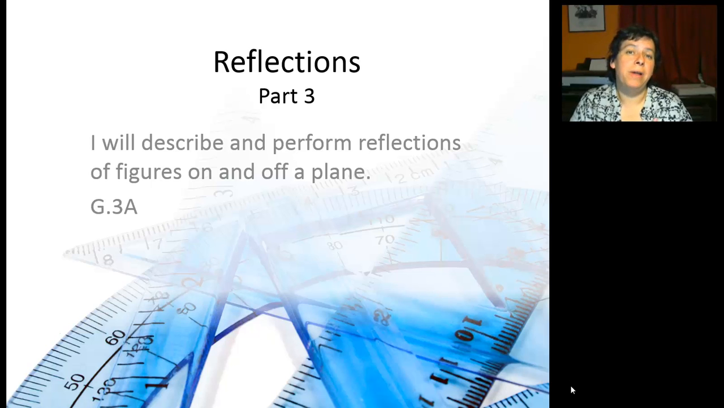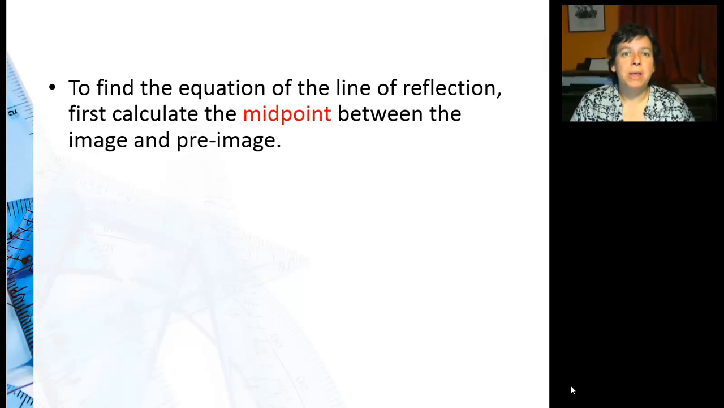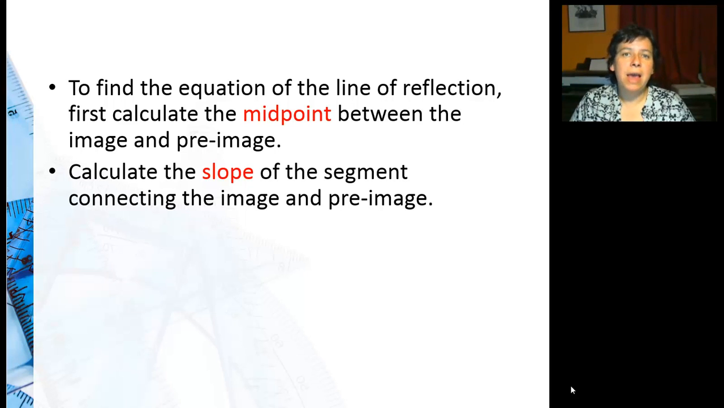Now we're going to look at how to find the line of reflection and also how to look at reflectional symmetry. So when you're trying to find the line of reflection, the first thing you want to do is remember that this line is going through the midpoint. It's bisecting the segments connecting the image and the preimage. So find the midpoint of that segment that connects the first point on the preimage to the second point on the image. Then calculate the slope on that same segment.